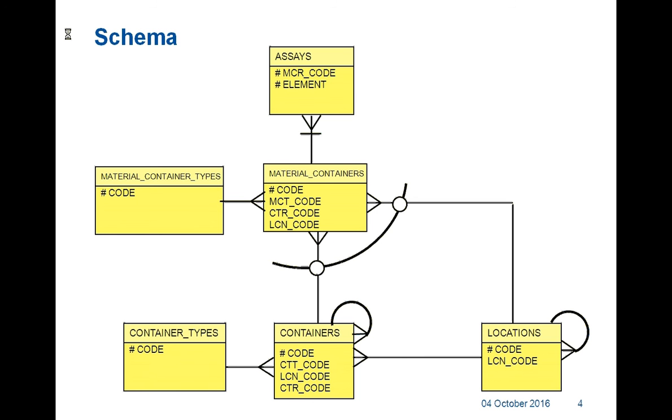Material containers can be contained within a location or within a container, which itself can be contained within another container, and those can also be located at a location within the plant. The plant itself is a series of locations, a hierarchy of locations. Each container has a container type. Each material container has a material container type, and the contents of those material containers are assayed.